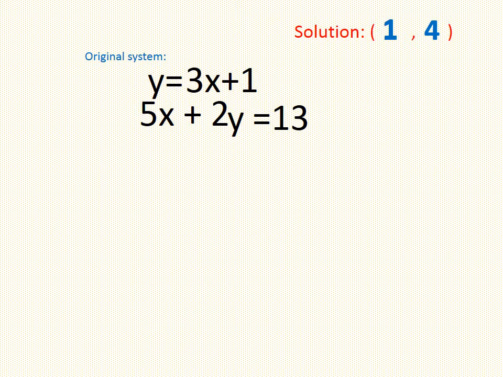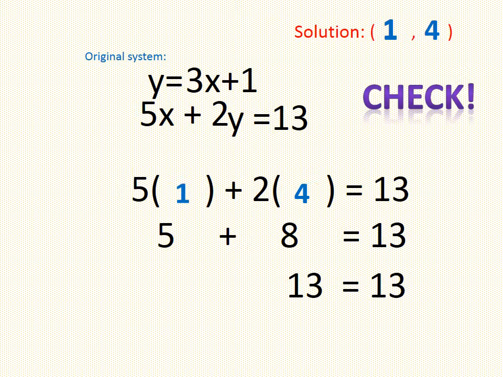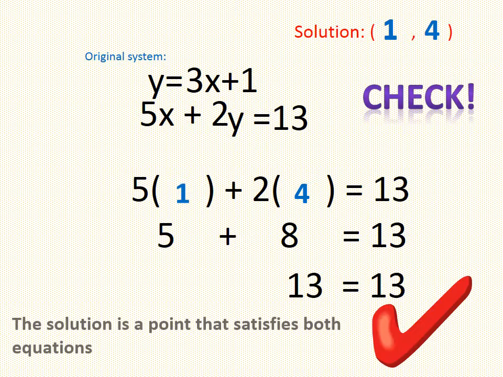Now to check if our answer is correct or not, all I need to do is to substitute the value of x and y into the second equation. So in this case, I'm going to put 1 for x and 4 for y. I'm going to solve, and I'm going to end up with 13 equals 13, which tells me that the point that I have, (1, 4), satisfies both equations, and it's the right solution for this system.